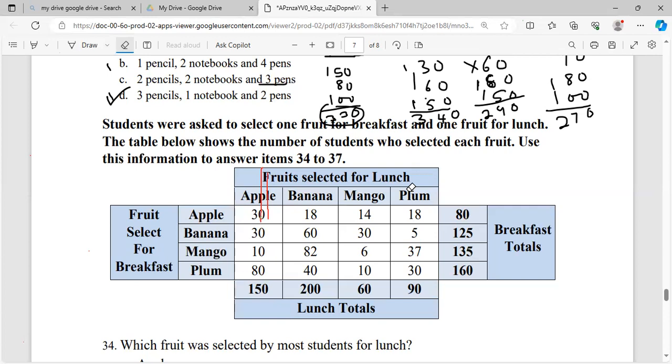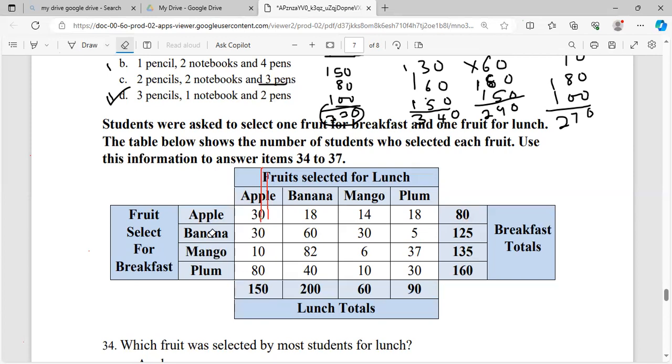So guys, based on this alone, you can see that 34, 35, 36, 37. That is 4 questions, so you have to read this table very carefully to interpret what it is saying. So before we go down to the answer, just observe it.